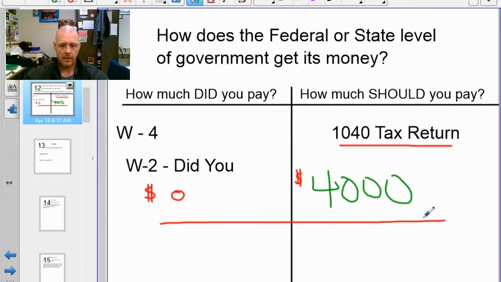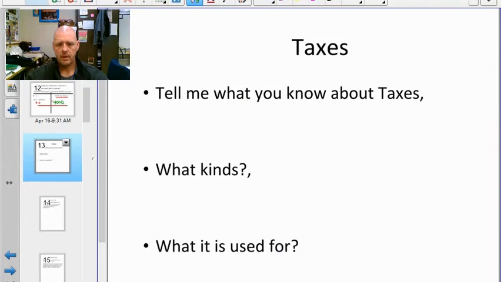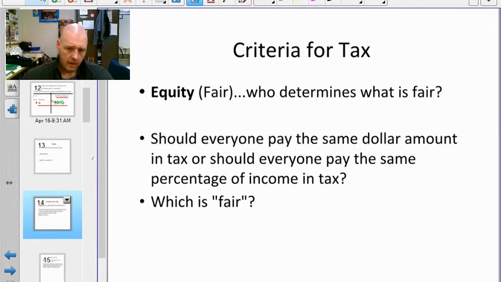Okay. Let's move on to page 400 in the textbook. Let's take a look at some other ideas as it pertains to taxes. So if we were in the group, we would hit the pause button and say, hey, tell me everything you know about taxes, all the different kinds of taxes, what's the use for. We have 3 criteria for tax. First one, is it equitable? Is it fair? Right? Should everyone pay the same dollar amount, or should everyone pay the same percentage?